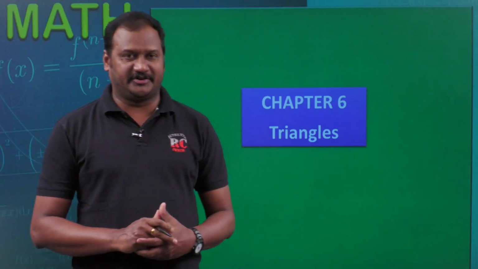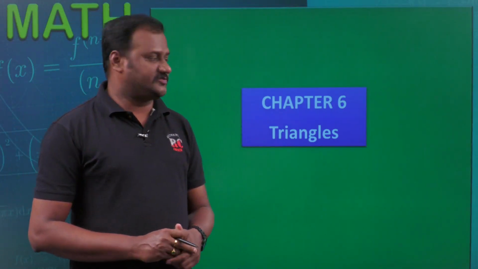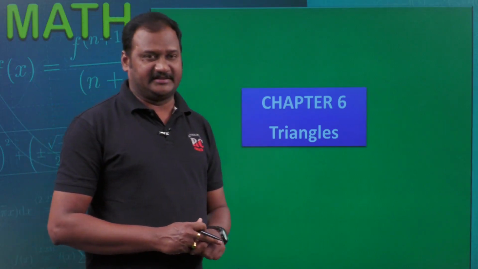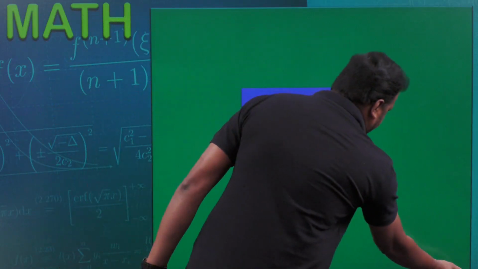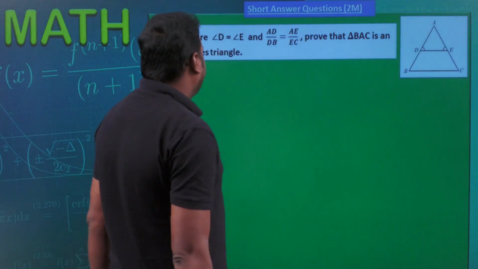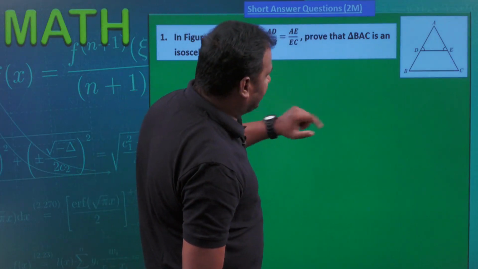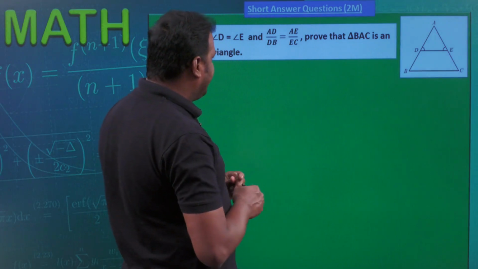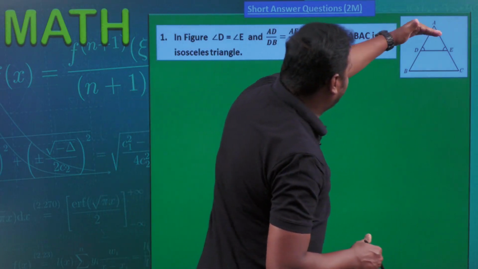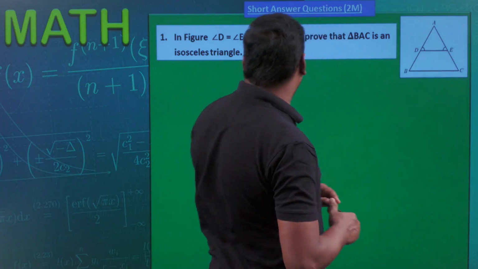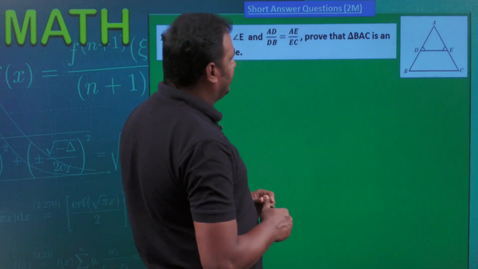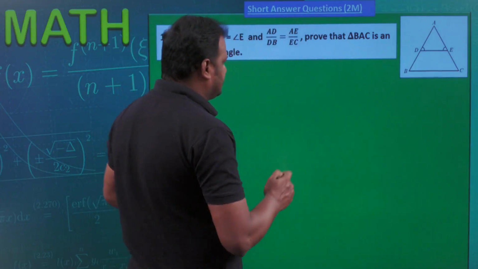In this module we are going to discuss 2 marks problems which were given frequently in the chapter Triangles. Coming to the first problem: in the figure, angle D is equal to angle E, it was given clearly, and AD by DB is equal to AE by EC. Then show that triangle BAC is an isosceles triangle.